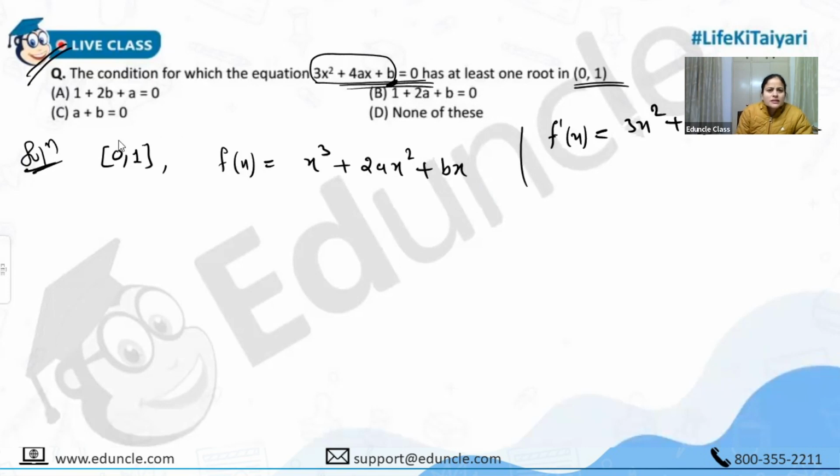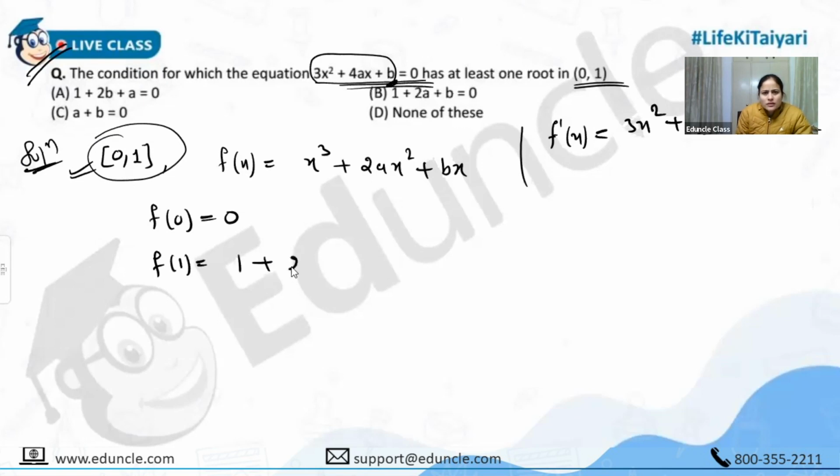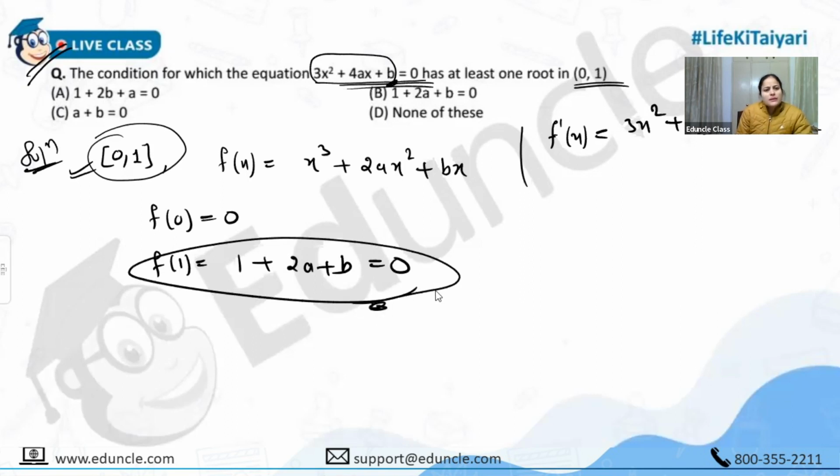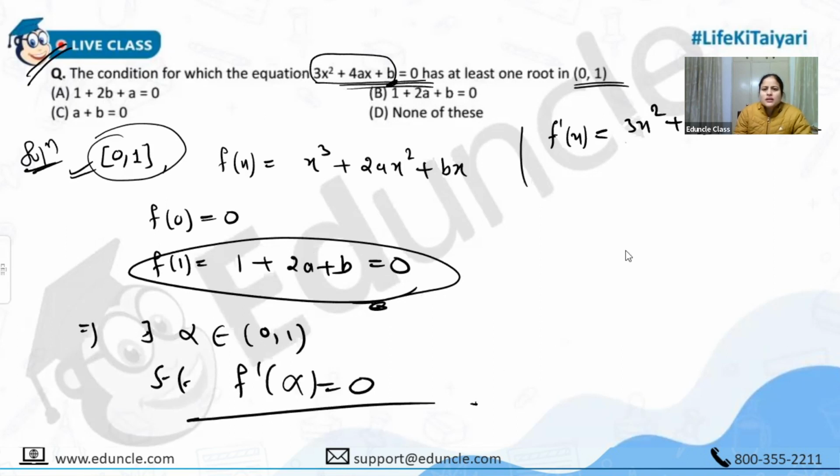Now I considered this function and apply Rolle's theorem on this interval. Clearly the function is continuous and differentiable. At 0 the function takes value 0, and at 1 the function takes value 1 plus 2a plus b. So this should be 0. If it is 0, then Rolle's theorem is applicable. So there exists a point alpha belonging to (0, 1) such that f dash at alpha gives 0, meaning this equation has at least one root. So the condition is 1 plus 2a plus b equal to 0. So our answer here is B, correct.